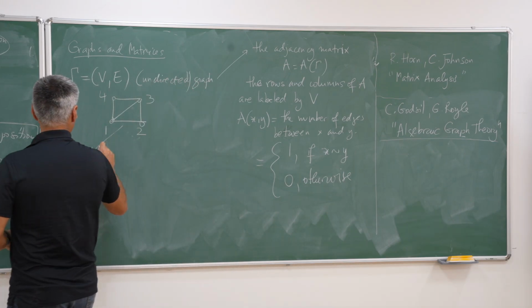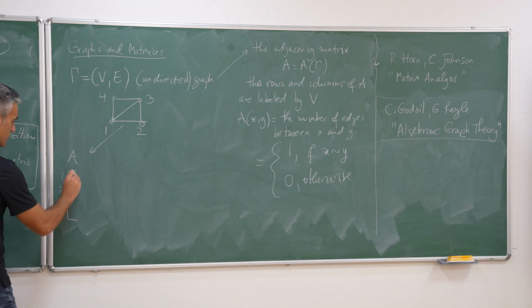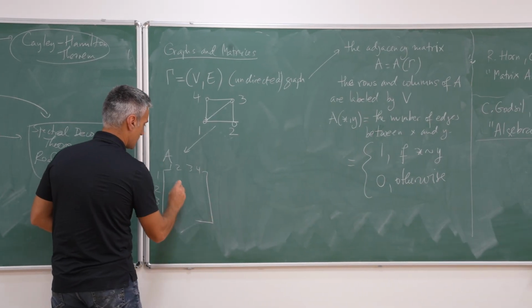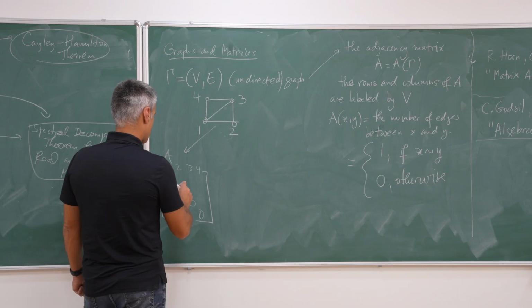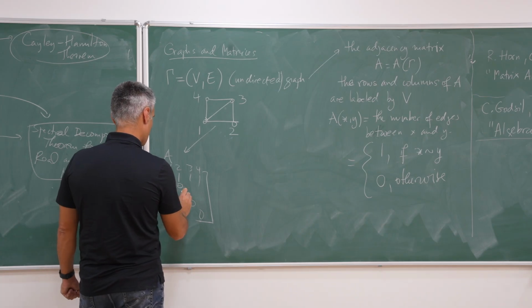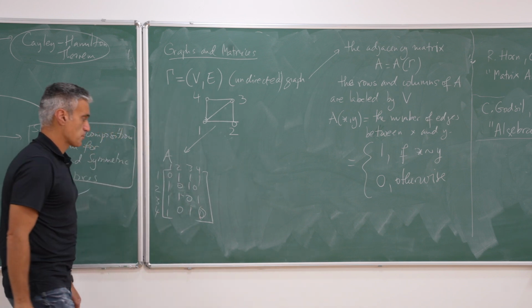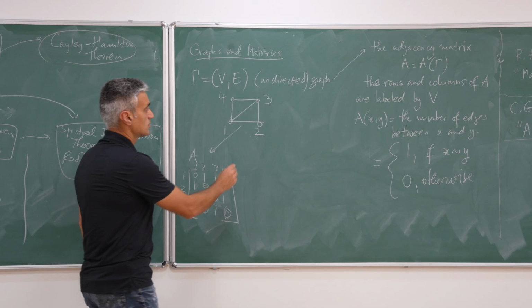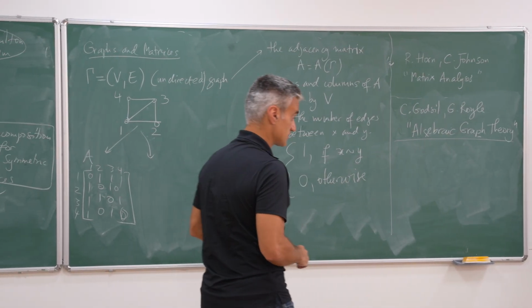So from this graph, the adjacency matrix, with rows and columns 1, 2, 3, 4, has 0s on the diagonal, and then I have an edge everywhere except between the last two vertices. Okay, yeah. Now the second matrix that people study, so this is the adjacency matrix.